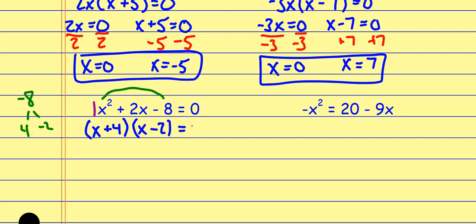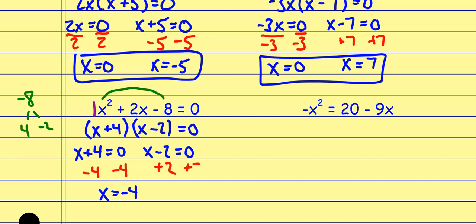And now I have two things being multiplied and equal 0, so one of those things has to equal 0. Either the x plus 4 equals a 0, or the x minus 2 equals a 0. And now I solve each. Here I subtract the 4, and I get x equals a negative 4. Here I add the 2, and I end up with x equals a 2.